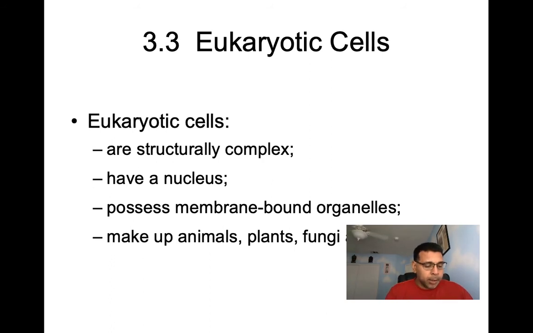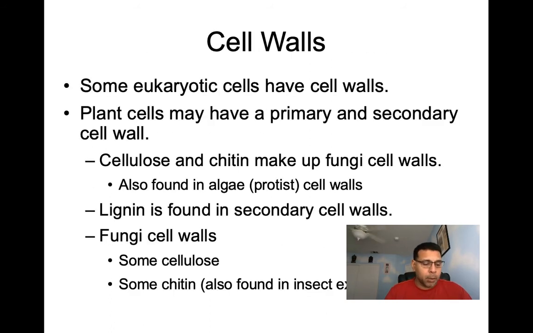Let's move on and talk about cell walls. Some eukaryotic cells have cell walls. Plant cells have a primary and a secondary cell wall. They have cellulose, and chitin is found making up fungi cell walls. We'll talk more about that towards the end of the semester.